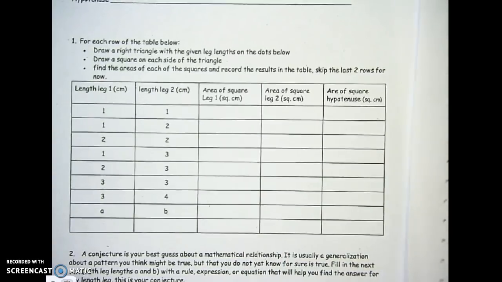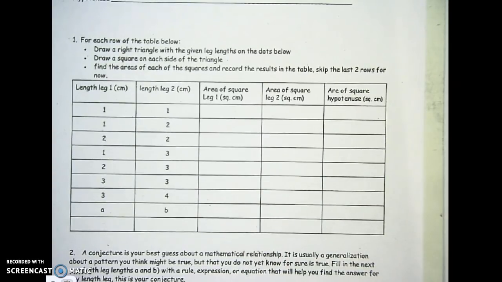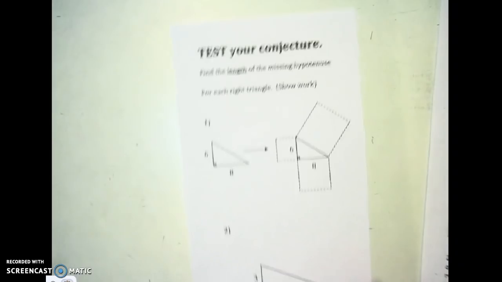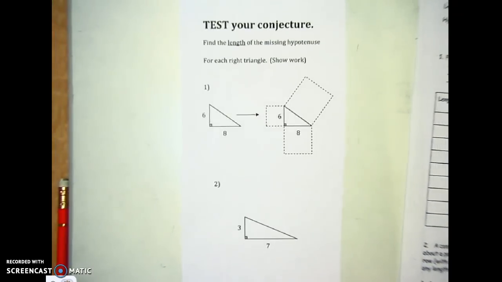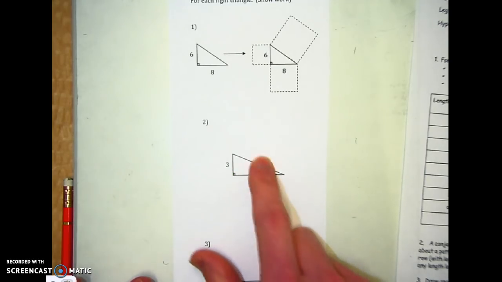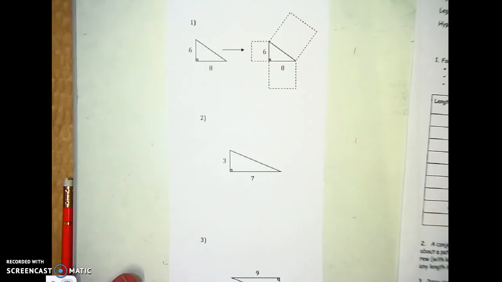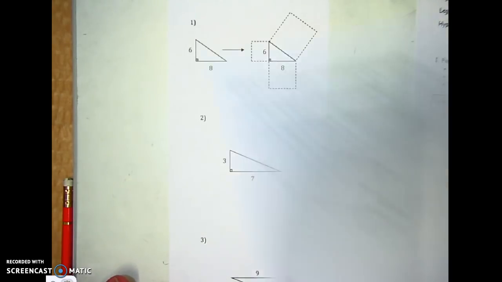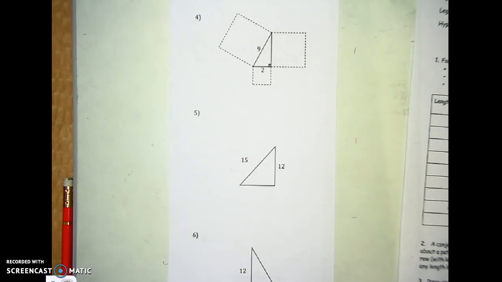And then you received another piece of paper where you had written a conjecture and you were required to test it. Then you received this. Many of you didn't have a whole lot of problem with this one because it was simply solving for the hypotenuse given the legs. You squared the legs and you added them together.